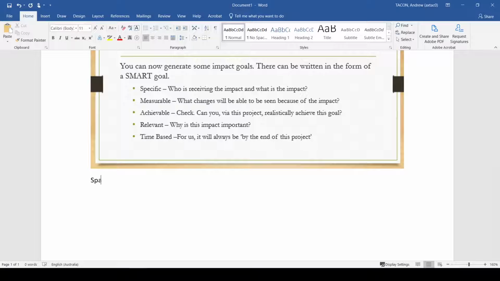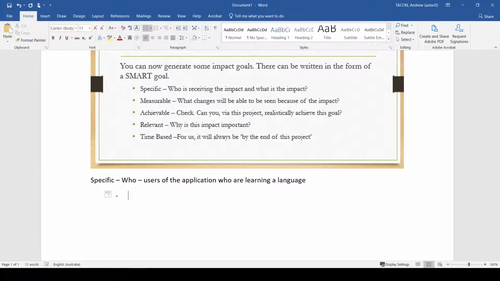So our goal needs to be specific. Who is receiving the impact of the push notification on Duolingo? Well, it's the users of the application. So the person is receiving it. So who is users of the application who are learning a language?